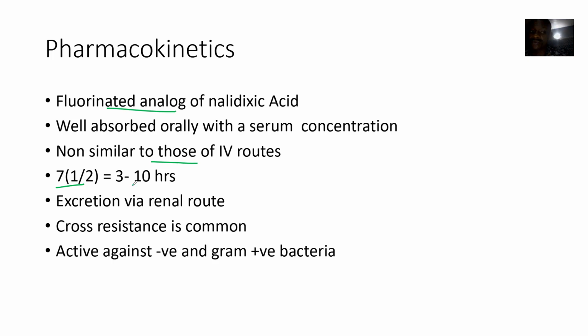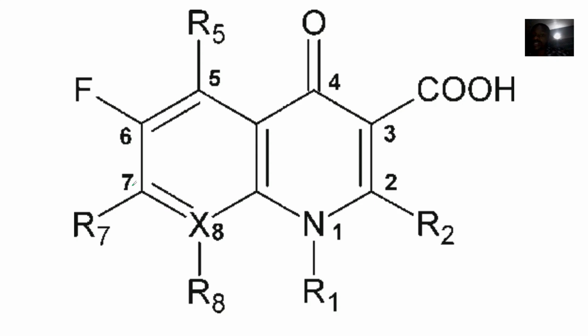Excretion is via the renal route. Cross-resistance is common. They are active against gram-negative and gram-positive bacteria. So this is like a general structure of fluoroquinolones. It's a general structure. If you draw it to your examiner, I will be happy with you.